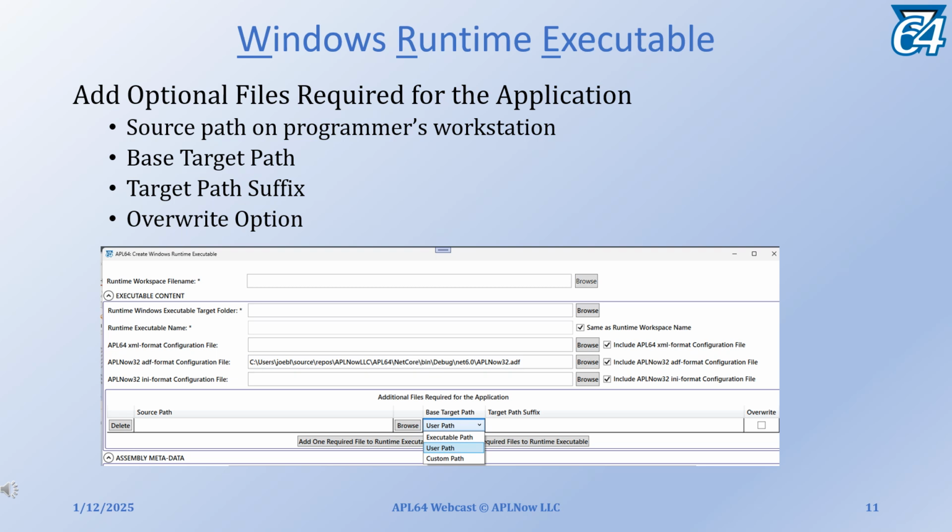If the custom path option is used, the target path suffix field must specify the path. It is up to the APL programmer to assure that the target folder has the necessary permissions on the end user's workstation. The overwrite option determines if the additional files are materialized on the end user's workstation every time the application is run or only the first time it is run.